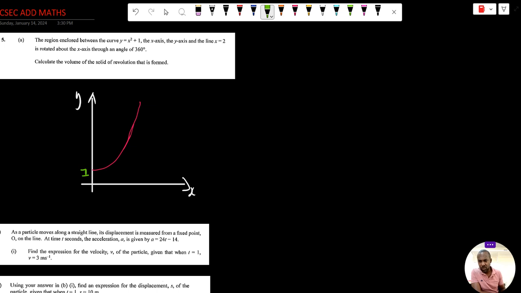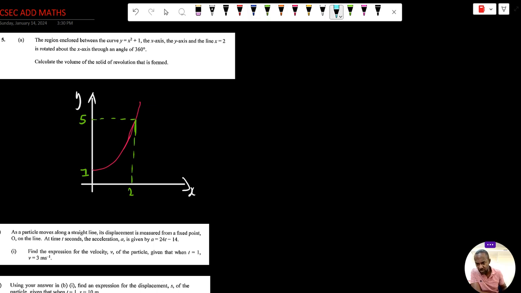They say between the line x equals 2. So say x equals 2, y will be equal to, well, not 4, but 5, because it's x squared plus 1. 4 plus 1 is 5. So bounded between the x-axis, the y-axis, the line x equals 2, so basically, we're talking about this region.